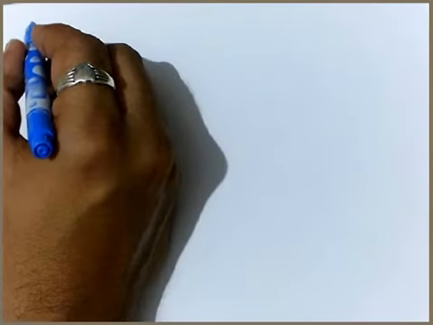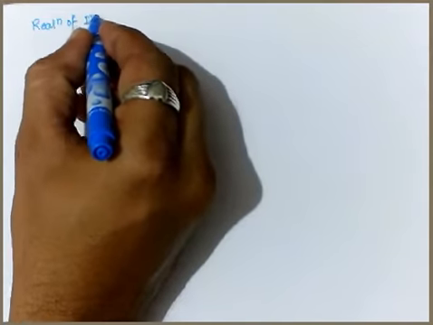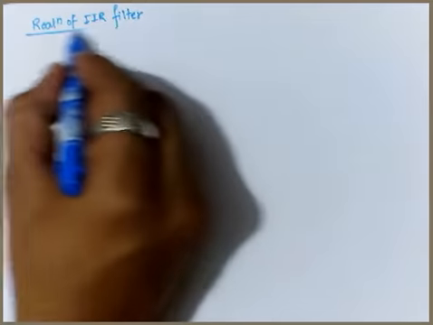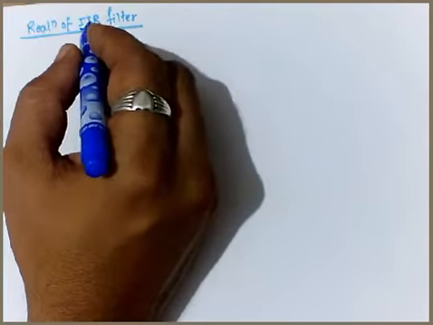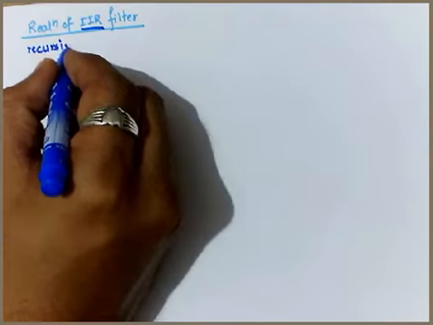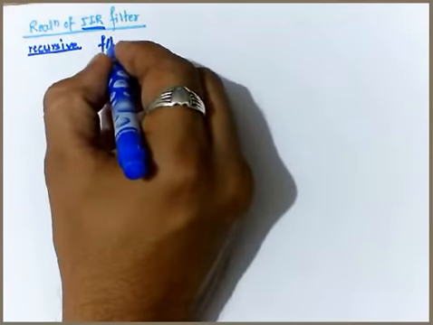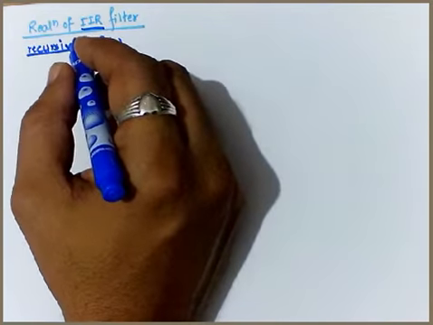Today we are going to discuss the topic that is realization of IIR filter. It is also called a realization of IIR system. For discussing this particular topic, let's take the help of the concept of IIR. So what is IIR? Here we deal with a system of a recursive nature. It means that it has feedback from the output to the input side. That's why it is also called a recursive system.